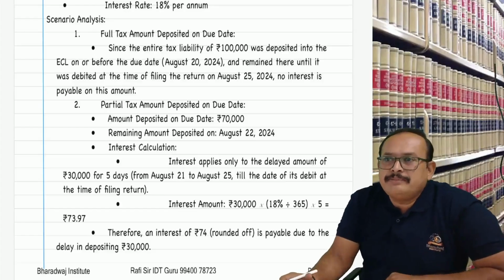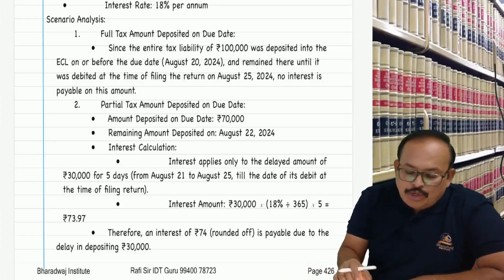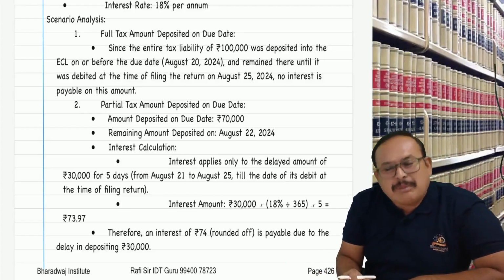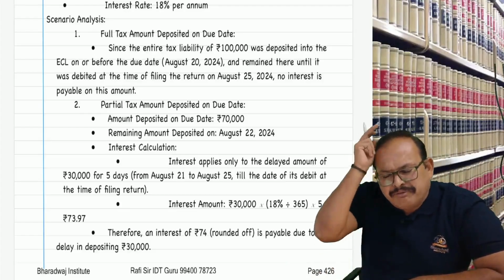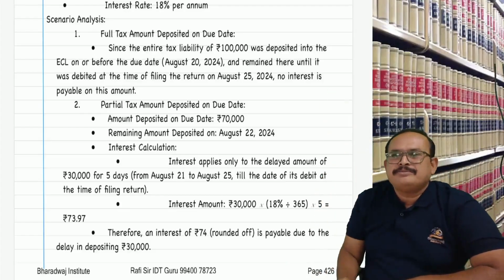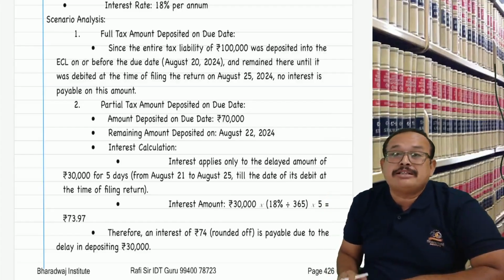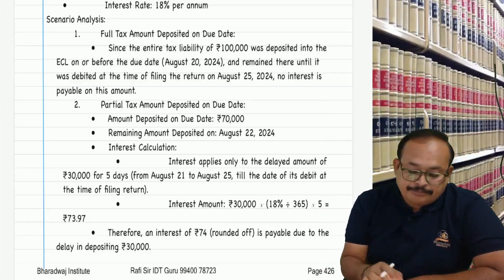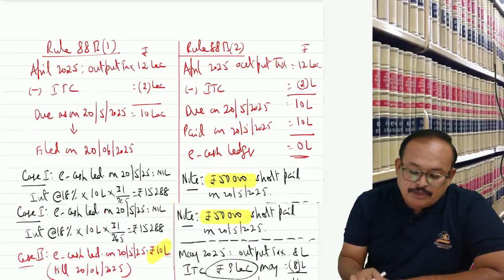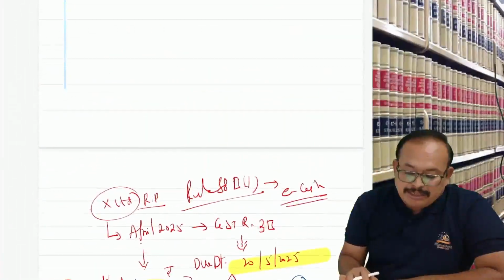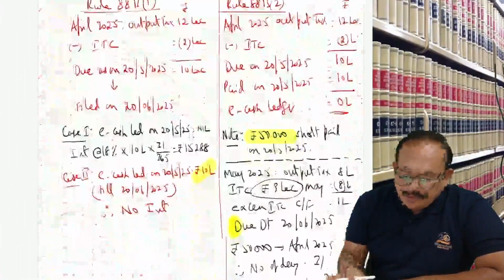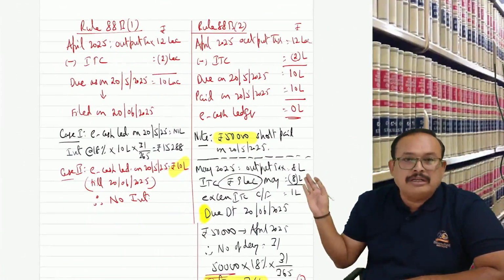Is it clear? Now coming to rule number 88B sub-rule 3, very powerful, Raja. Where it is going to come, 24% interest per annum. 24% interest per annum. So you want me to send this or not? This one, very important.